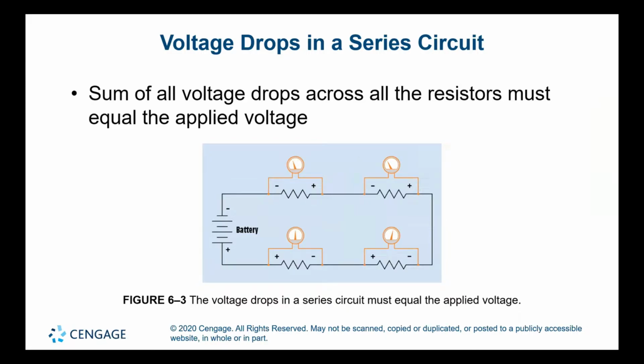Okay, so let's get into the first rule for series circuits. The first rule reads that the sum of all voltage drops, and voltage drop means the amount of voltage which is required to push the electrons through the component, through the resistor. So the sum of all the voltage drops across all the resistors must be equal to the applied voltage.